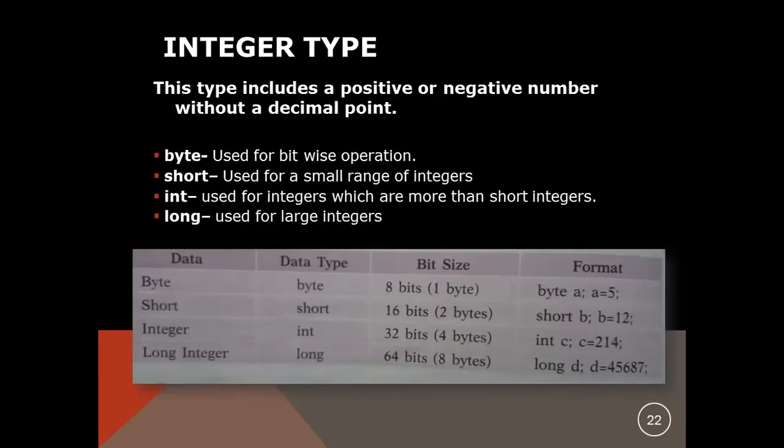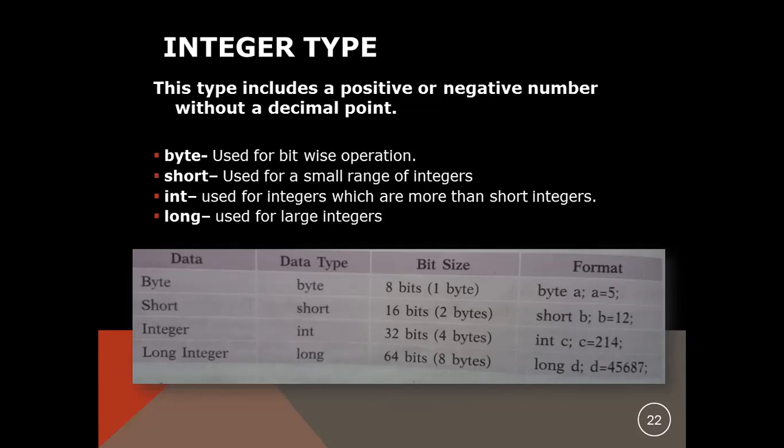Integer type. This type includes a positive or negative number without a decimal point. The integer type includes four different types: byte, short, int, and long. Byte is used for bitwise operation. Short is used for a small range of integers. Int is used for integers which are larger than short integers. And long is used for large integers.